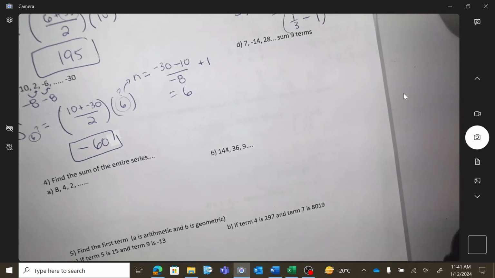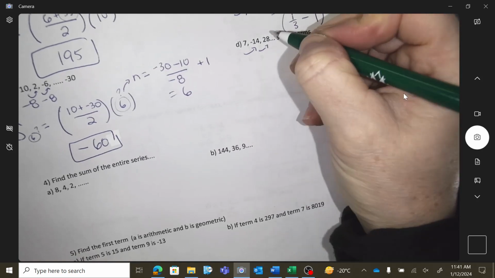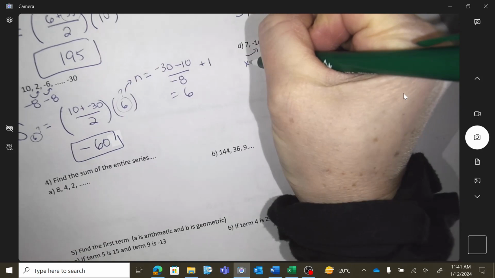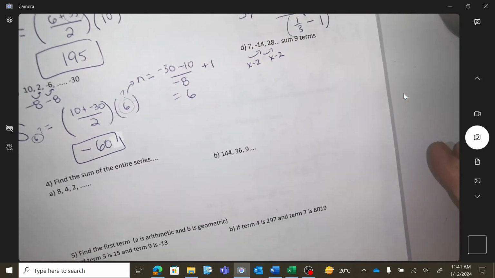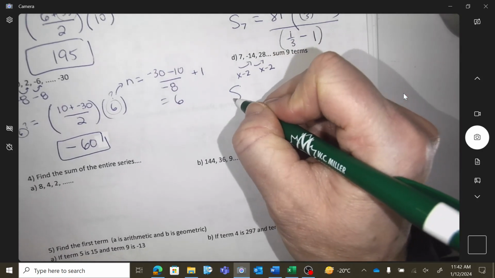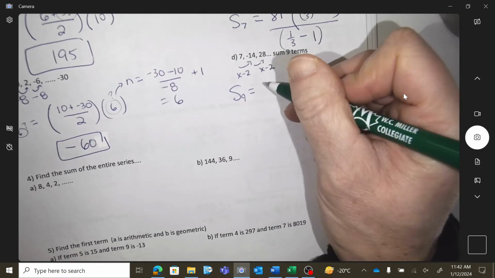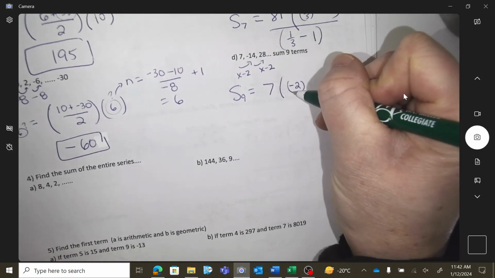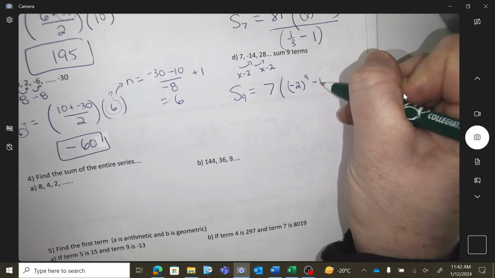Okay, last one of these. Get me a pattern. What's happening on the pattern? So I times by negative 2, times by negative 2. So it's geometric. So sum of 9 terms equals the first term, r to the n minus 1.